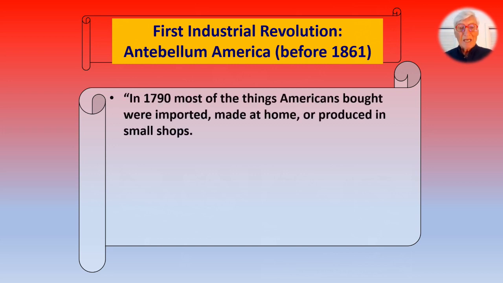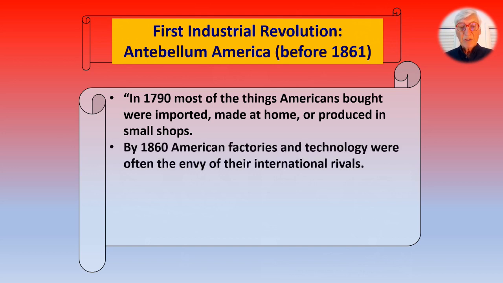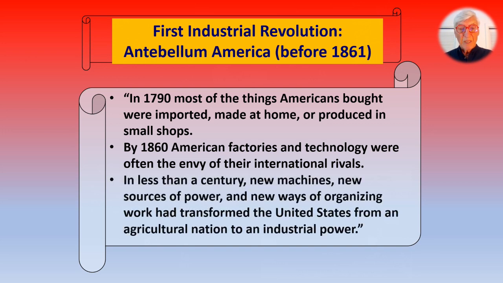In 1790, most of the things Americans bought were imported, made at home, or produced in small shops. By 1860, American factories and technology were often the envy of their international rivals. In less than a century, new machines, new sources of power, and new ways of organizing work had transformed the United States from an agricultural nation to a great industrial power.